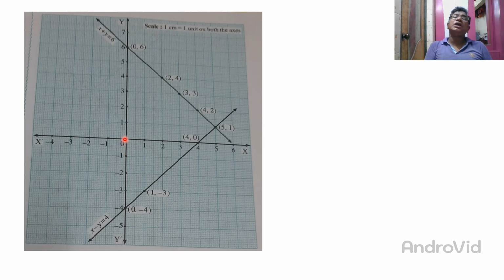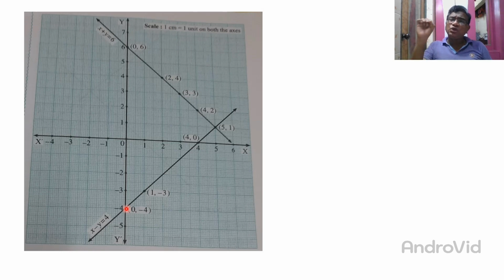My journey starts from 0 and I stop on the y-axis where I get minus 4. So here I get minus 4, I stop here, and here I get the point 0 and minus 4. Do you understand, my students? Because the first point I want to plot is 0 and minus 4.